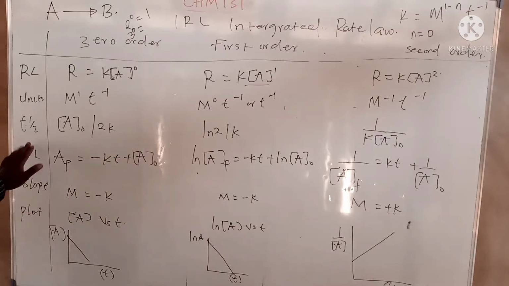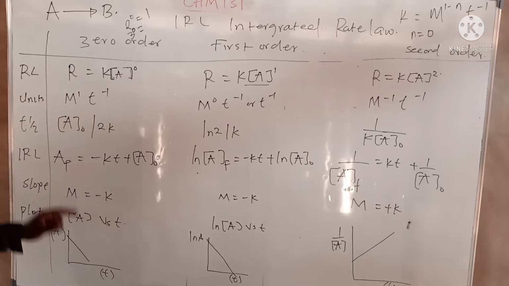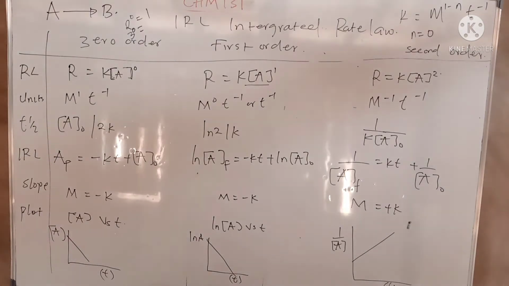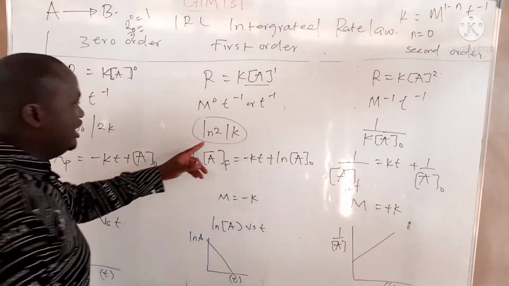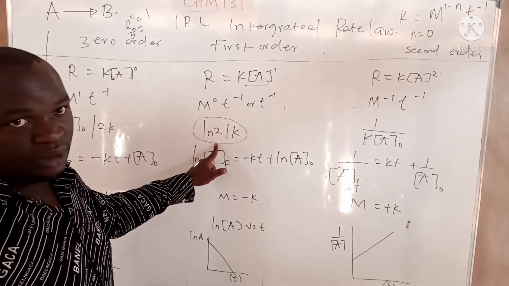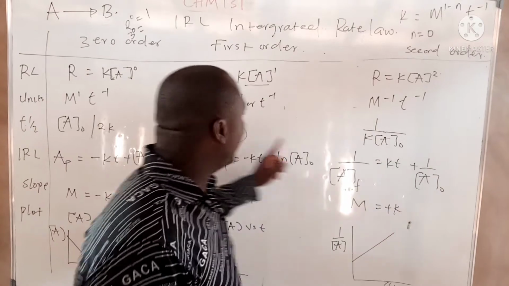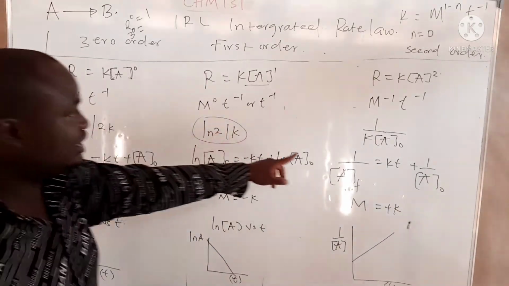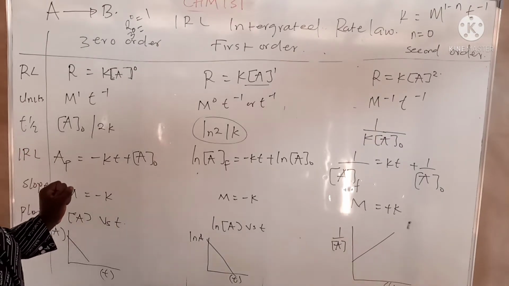Now, an examination question can come out from here. Let me start from first order here. Look at it, you can see that the half-life is independent of the initial concentration. Why are the half-lives for zero order and second order dependent on the initial concentration? Because you can see that the initial concentration is in the formula. That is an examination question.